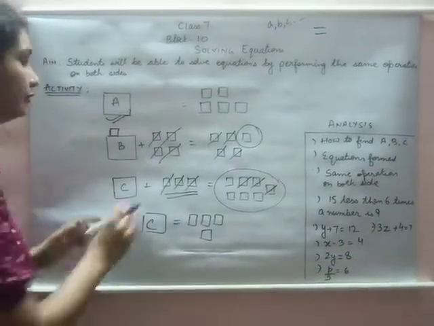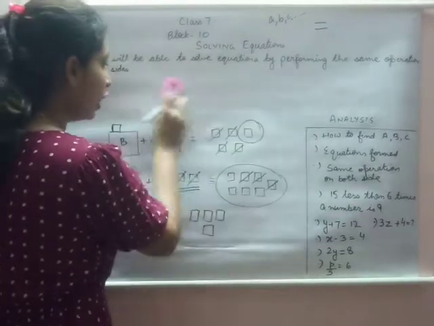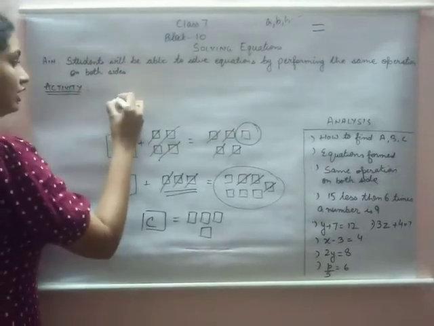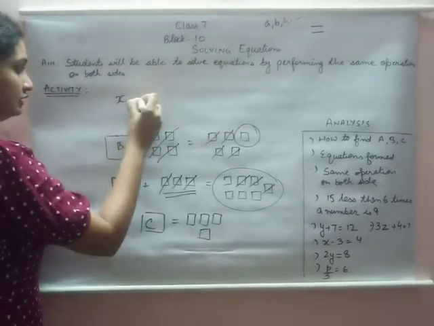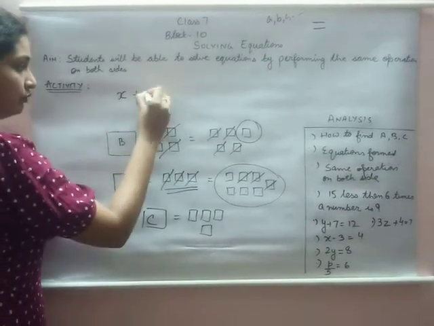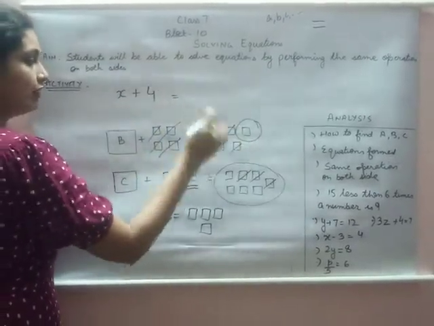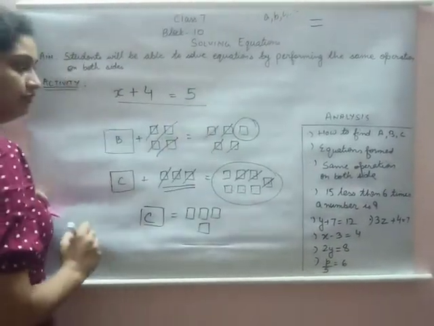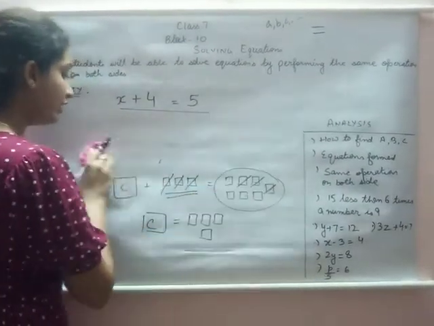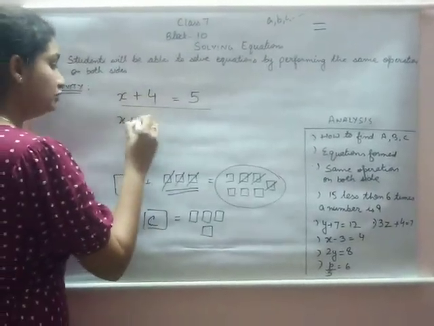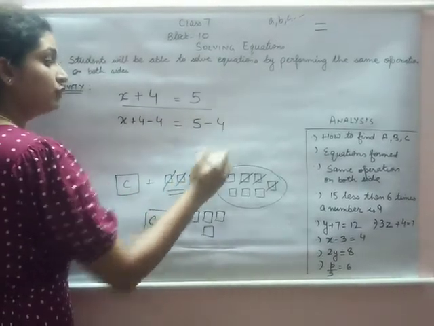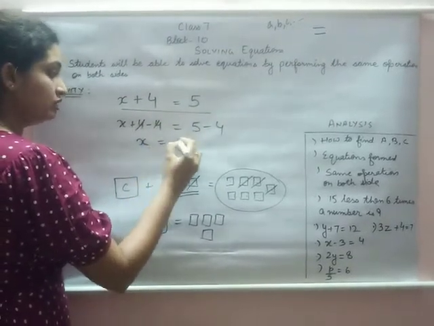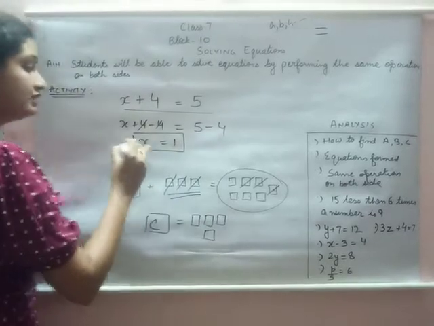Right? If we have to write the equations, how are we supposed to write them? Suppose for B, x, which is the unknown variable for us, plus 1, 2, 3, 4 is equal to 1, 2, 3, 4, 5. So the equation can be written as x plus 4 is equal to 5. Right? How are we going to solve this? If I subtract 4 from both sides, x plus 4 minus 4, 5 minus 4. I have subtracted 4 from both sides. What is left with me? x is equal to 5 minus 4, 1. The value of x is 1.